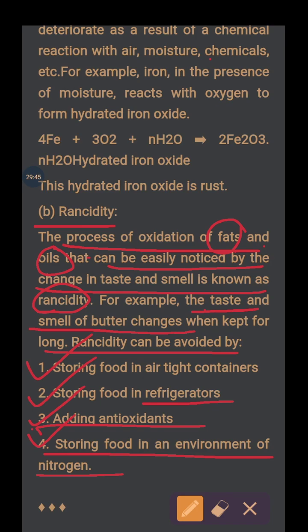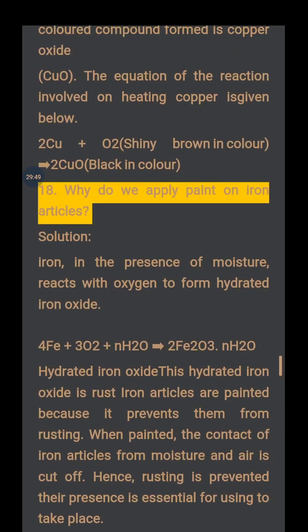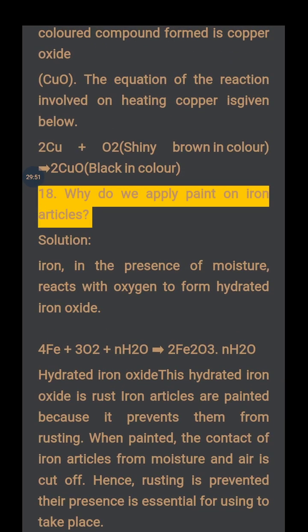Okay, these are the exercises, the questions that you have studied in your first chapter of chemistry, chemical reactions and equations. I hope that you have understood the whole chapter. We will come back with the next chapter in the next video.